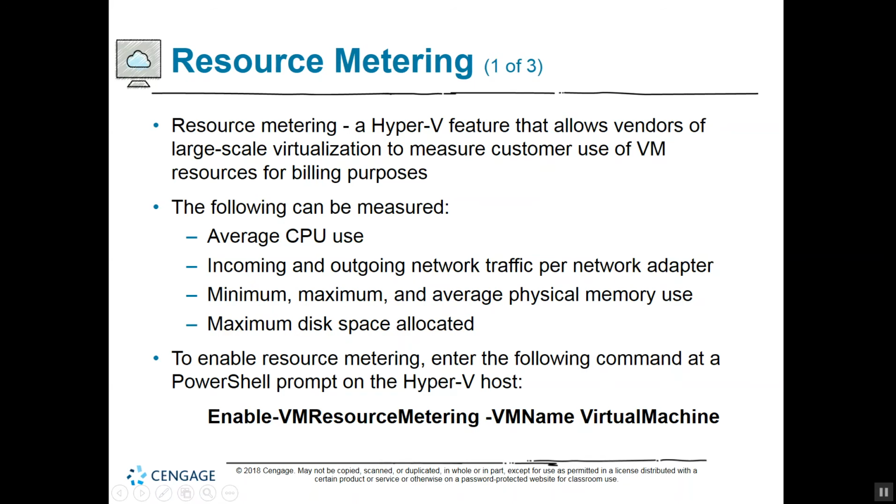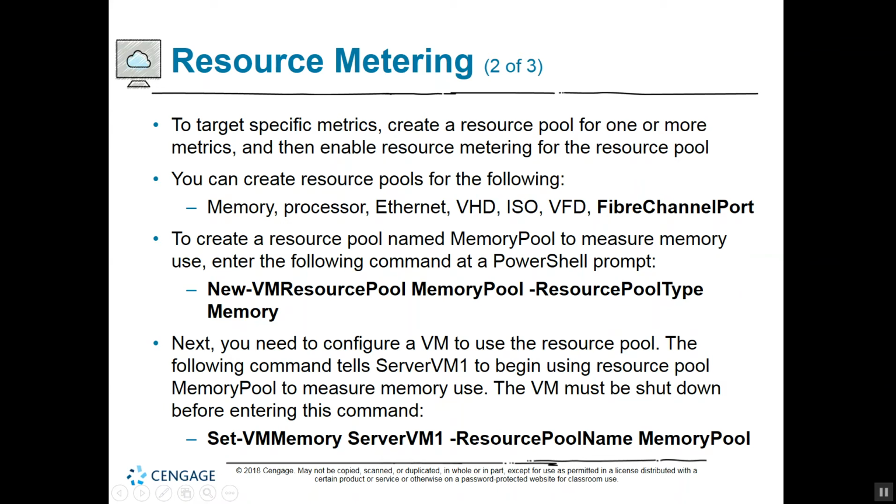Okay. So we've got resource metering. It's a Hyper-V feature that allows vendors of large-scale virtualization to measure customer use of the VM resources for billing purposes. The following things can be measured: the average CPU use, incoming and outgoing network traffic per network adapter, min, max, and average physical memory use, and max disk space allocated. And we can do this in PowerShell as well. There's the cmdlet for it. Okay, we've got a cmdlet here to create a resource pool.